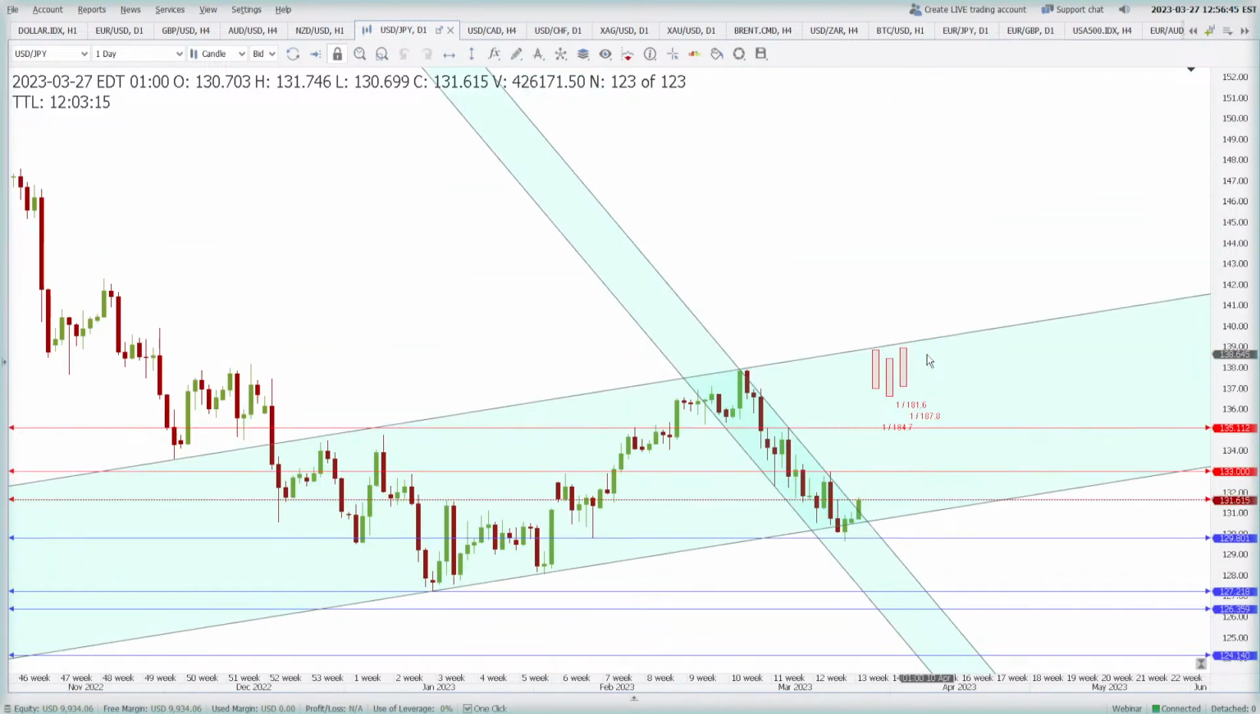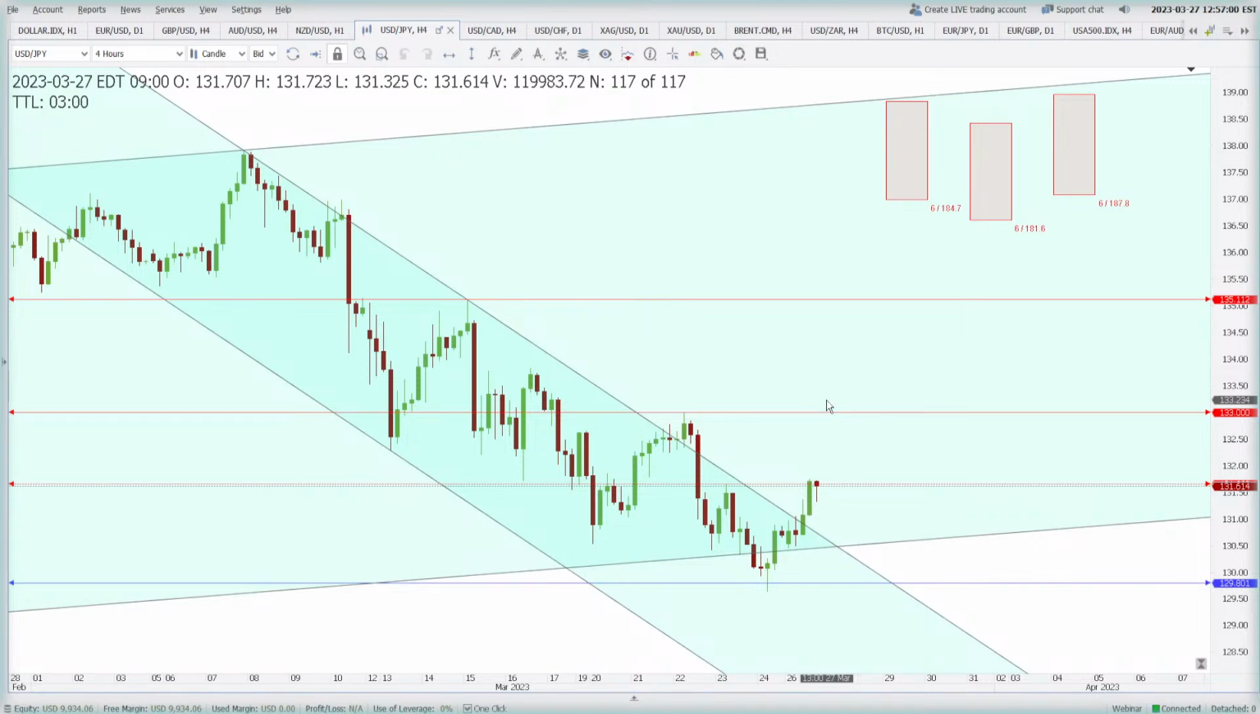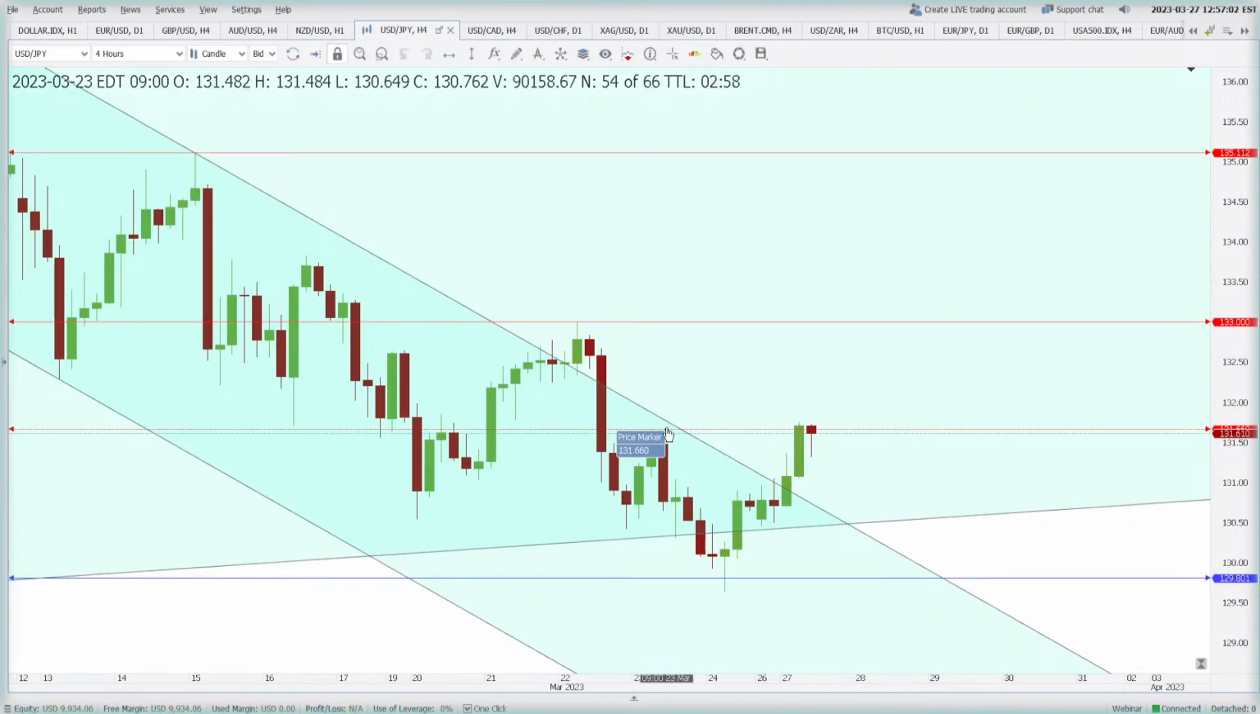USDJPY. Well, we have more reasons to buy USDJPY. But I think on the 4 hour, yes, it has become a buy. I told you that on 5 minutes it is a buy, on 1 hour it is a buy. Now on 4 hour it is a buy.